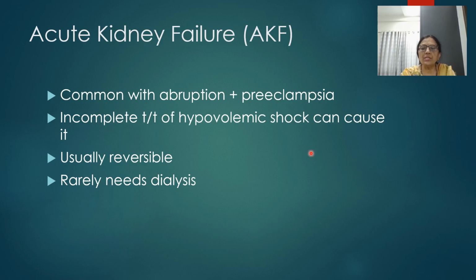Acute kidney failure is another serious complication of abruption. It is common whenever there is an abruption in patients of preeclampsia. It is usually because of incomplete treatment of hypovolemic shock. So if the hypovolemic shock is not aggressively or completely treated, that leads to the development of acute renal failure, acute kidney failure. This acute kidney failure is usually reversible and rarely needs dialysis.